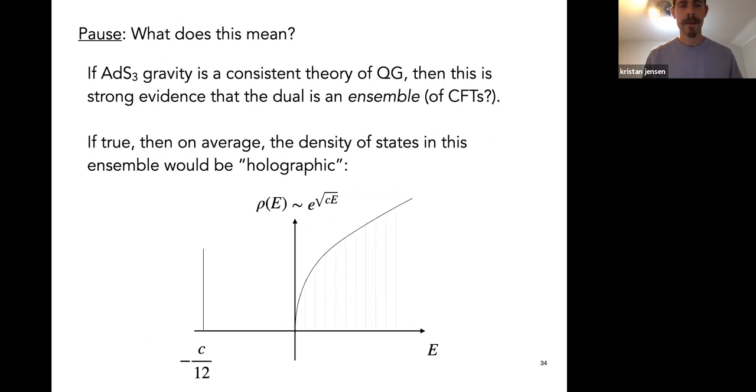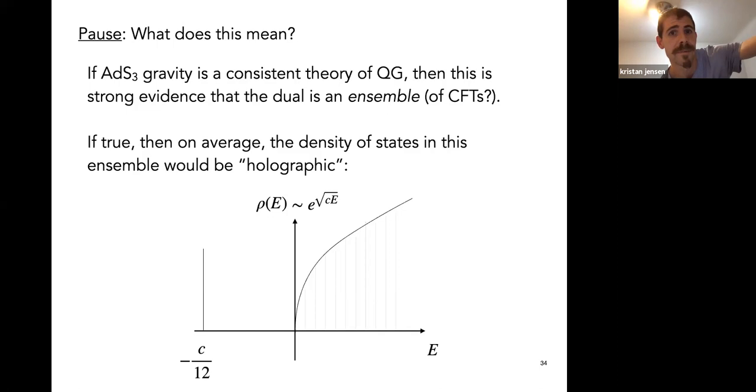At this point, we should pause, though. We found a non-zero result for the torus times interval amplitude for a wormhole contribution. It's not unstable. It really does contribute. And so how do we make sense of this? Well, by the logic in the introduction about factorization, we would conclude that if AdS3 gravity is indeed a consistent theory of quantum gravity, then this wormhole is telling you that the dual is probably an ensemble rather than a particular representative, maybe an ensemble of CFTs.